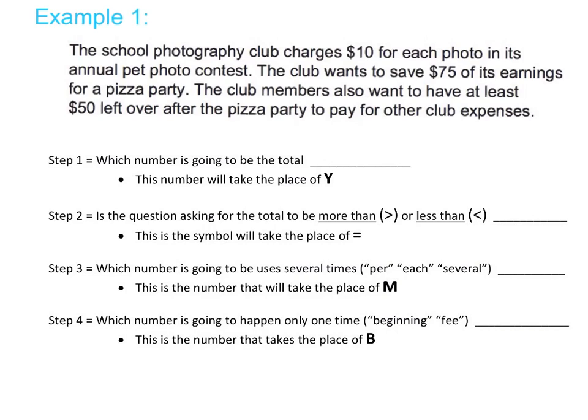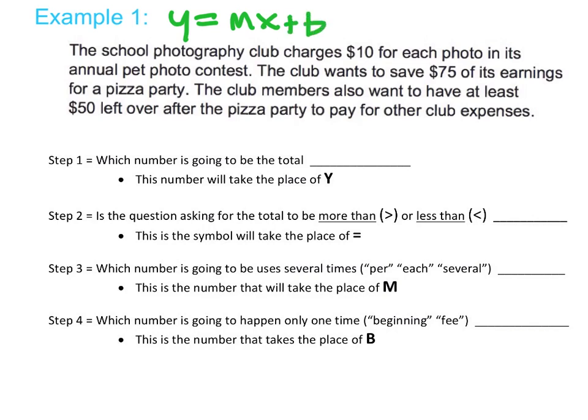It says the school photography club charges $10 for each photo in its annual pet photo contest. The club wants to save $75 of its earnings for a pizza party. The club members also want to have at least $50 left over after the pizza party to pay for other club expenses. So we're going to try and write an equation. And normally we have been saying our equation looks like this: y equals mx plus b.